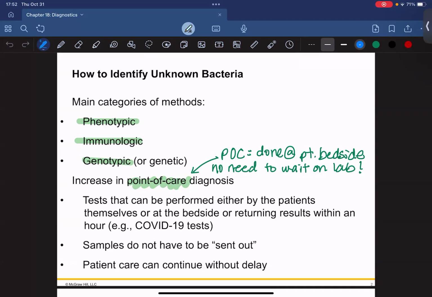So that's going to talk about PCR. That's going to talk about those endonuclease cuts and things like that. If it's DNA, it's genotypic. If it's immunologic, it might be antibody or T cell, but it's going to be antigen based. Phenotypic is pretty much everything else.